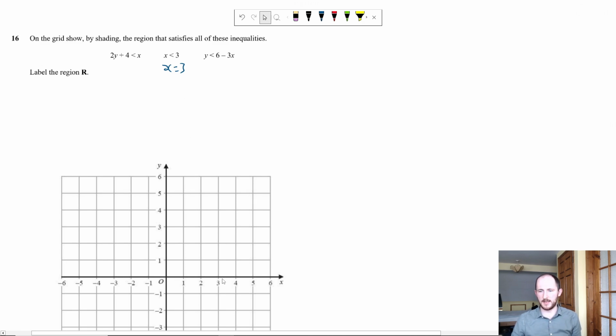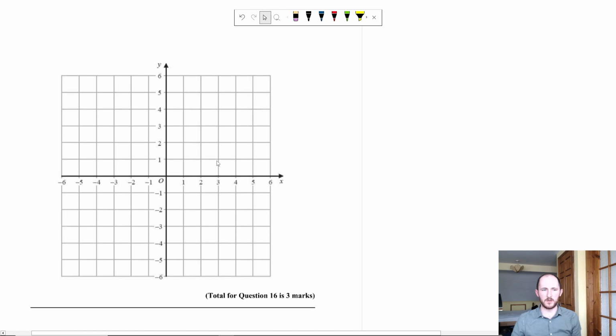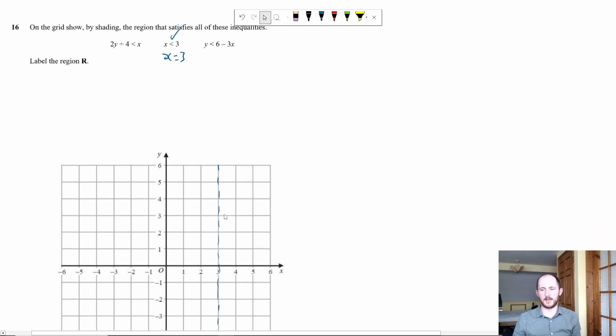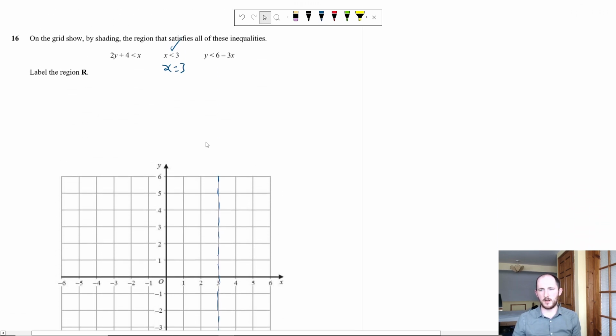So x equals 3 would be a vertical line, right? Because that's where x equals 3. Draw a big old dotted line like this. So that one's done, okay? So again, if we look at the marks, 3 marks, we are gaining marks as we speak. Now for this one, this is pretty good. Again, it's less than, not equal to, which means it's going to be a dotted line.